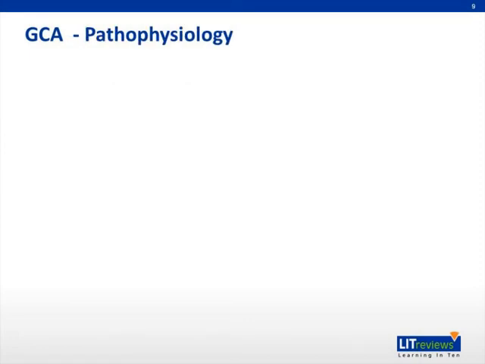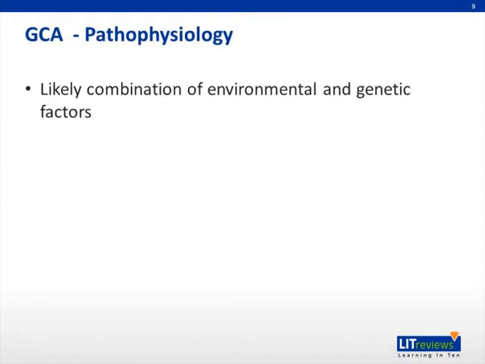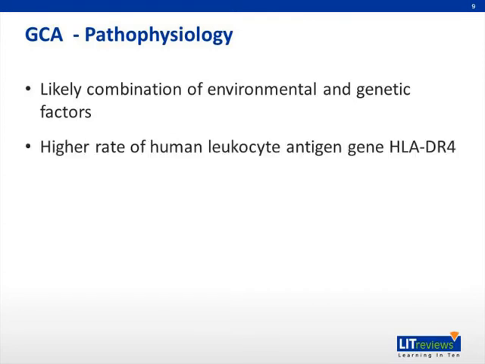The pathophysiology of GCA is somewhat complex and likely involves an interplay between environmental and genetic factors. In association with the human leukocyte antigen, or HLA gene, HLA-DR4 has been observed. HLA-DR4 may then genetically predispose some individuals to developing GCA.